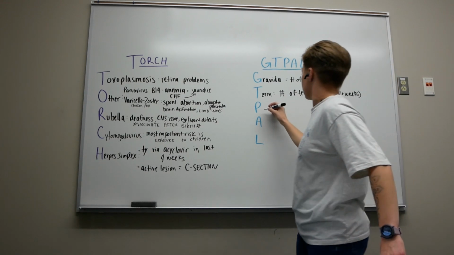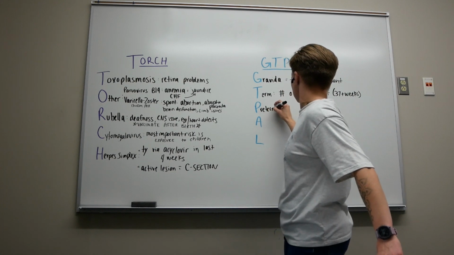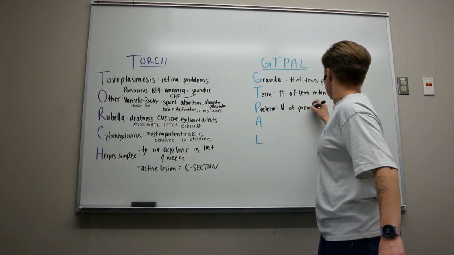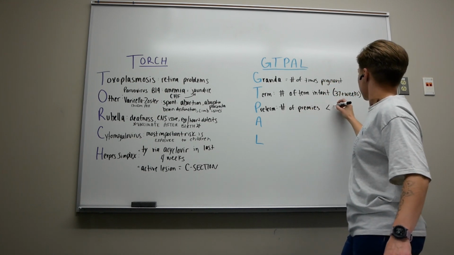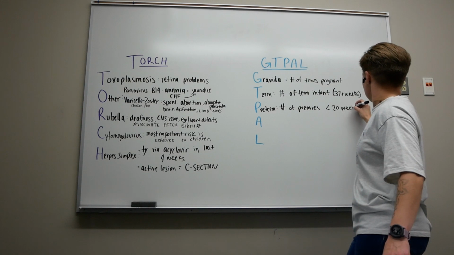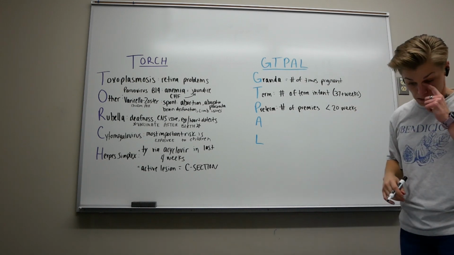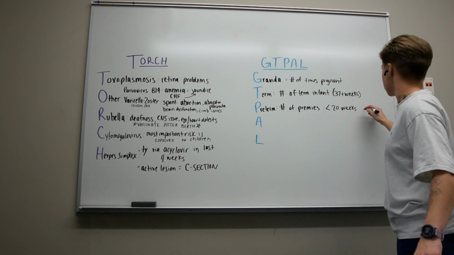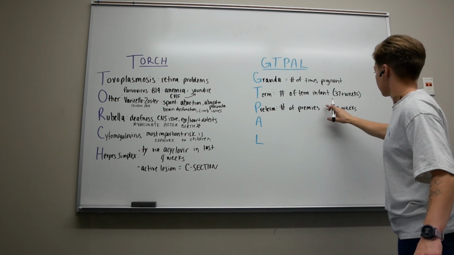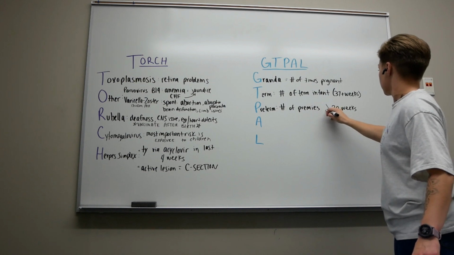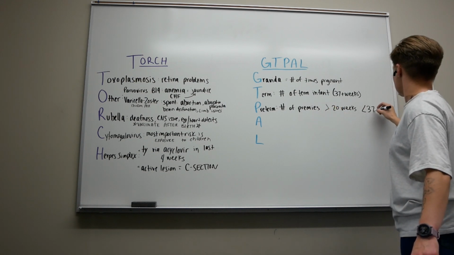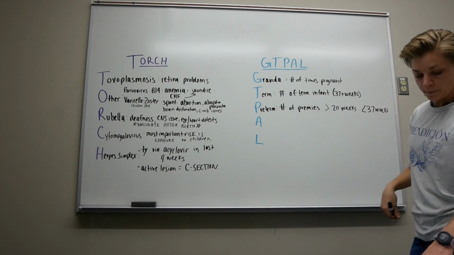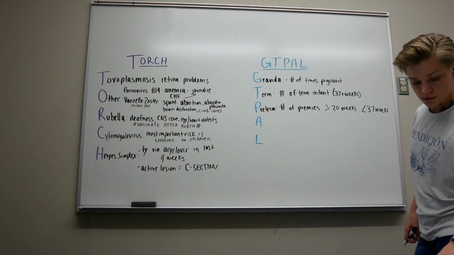And then we have P, which is preterm, which is the number of preemies, which is going to be less than 20 weeks. Sorry, preterm, oh my goodness, my apologies. Greater than 20 weeks, less than 37 weeks. And that's for viable babies as well.